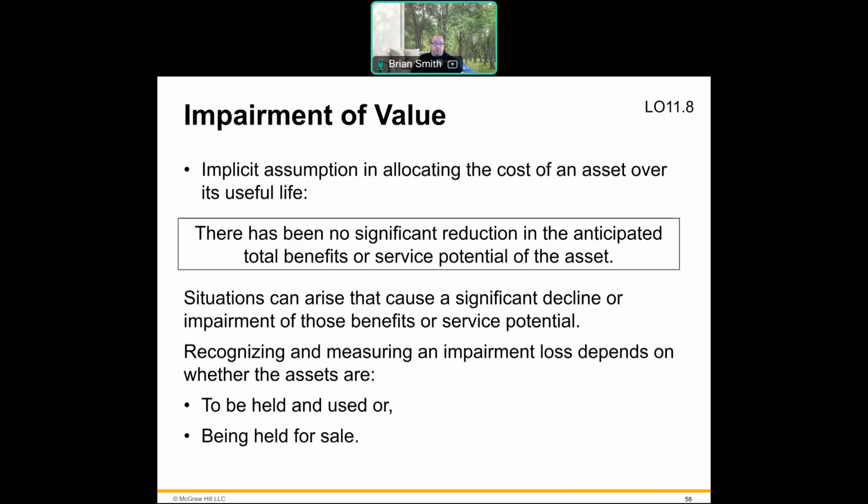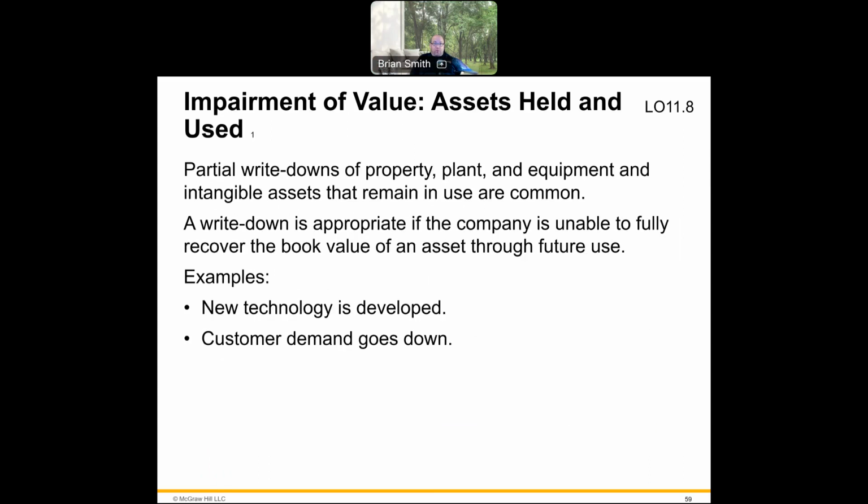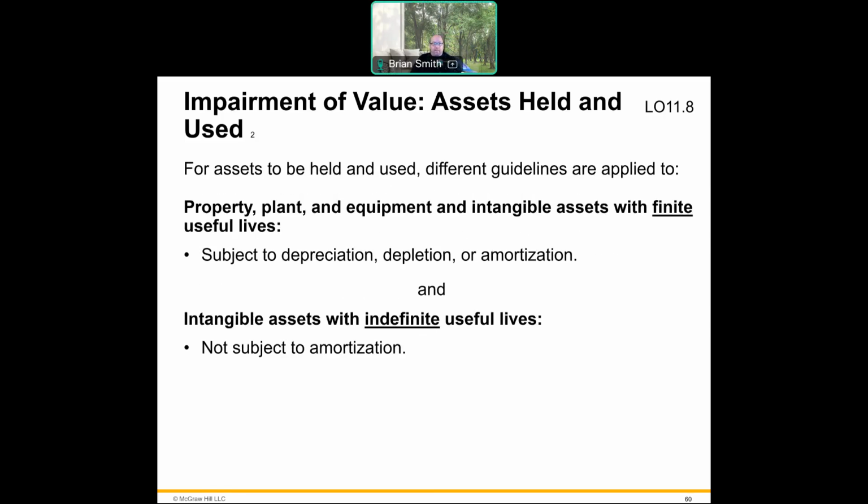Impairment of value, assets held and used. Here are the circumstances. Technology could be developed, customer demand goes down, whatever. We have impairment. A write down, whether partial or full, will be determined based on the impairment.